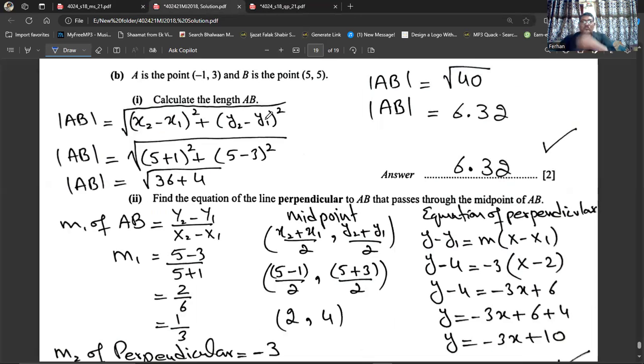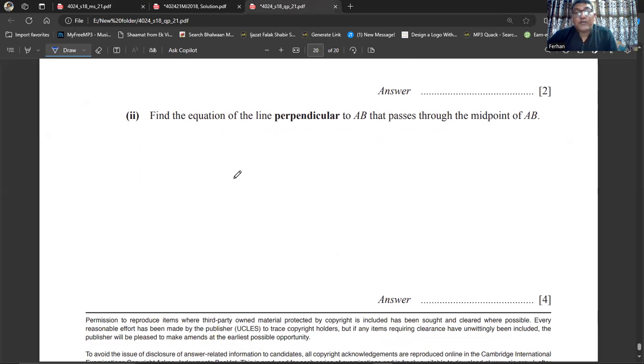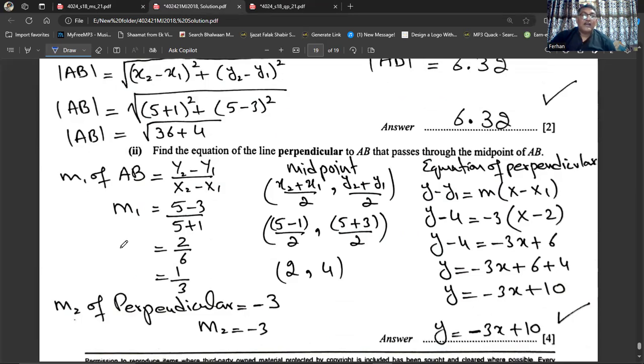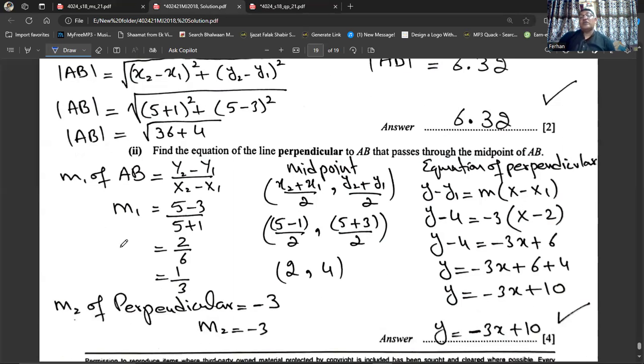The B part of the question number 11 is first portion. And then he says, find the coordinate of the line perpendicular to the AB that passes through the midpoint of the AB. So first of all, I will find the gradient of the AB. The gradient of the AB will be y2 minus y1 divided by the x2 minus x1. So the gradient of the AB will be 5 minus 3 divided by the 5 plus 1. And that will be 2 by 6, that is 1 by 3. The gradient of the perpendicular to the AB, it will be the reciprocal of its gradient, and you will change its sign. So the gradient of the perpendicular to the AB will be -3.